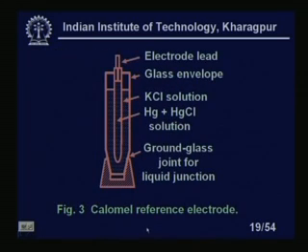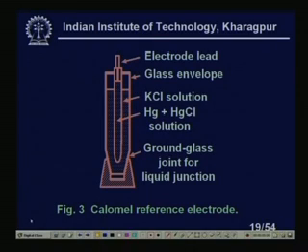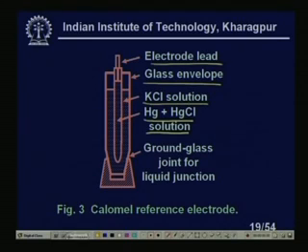You see, this is a calomel reference electrode. We have a ground glass joint here. This is put in some solution so that it should not dry up. We have Hg and HgCl here, and this is a glass envelope, and this electrode lead is coming out, and this is a KCl solution.